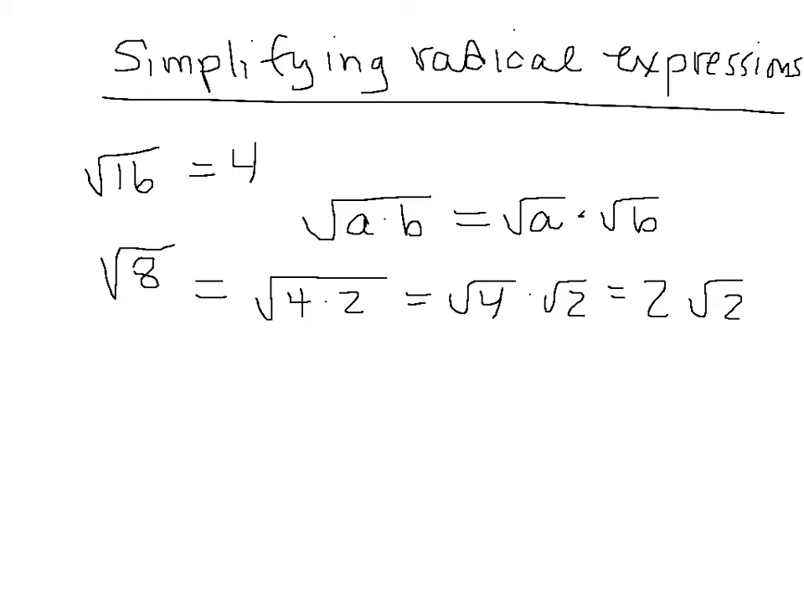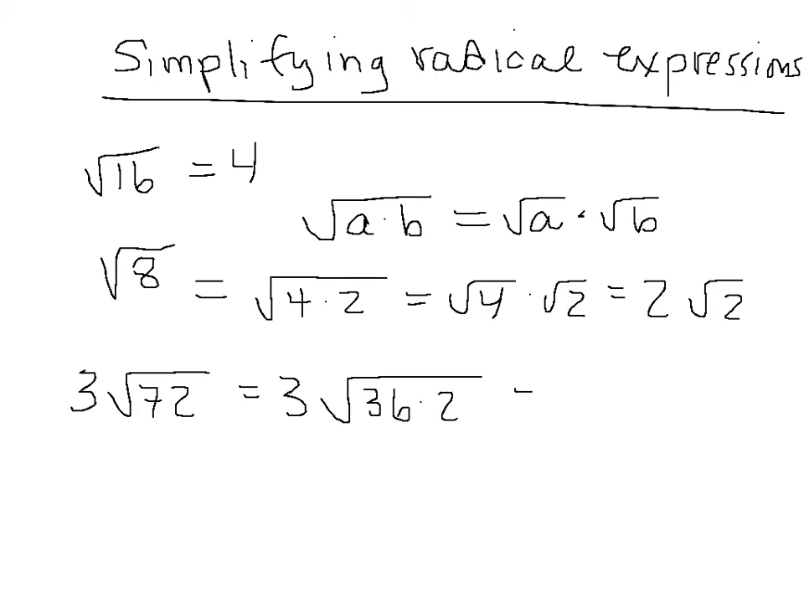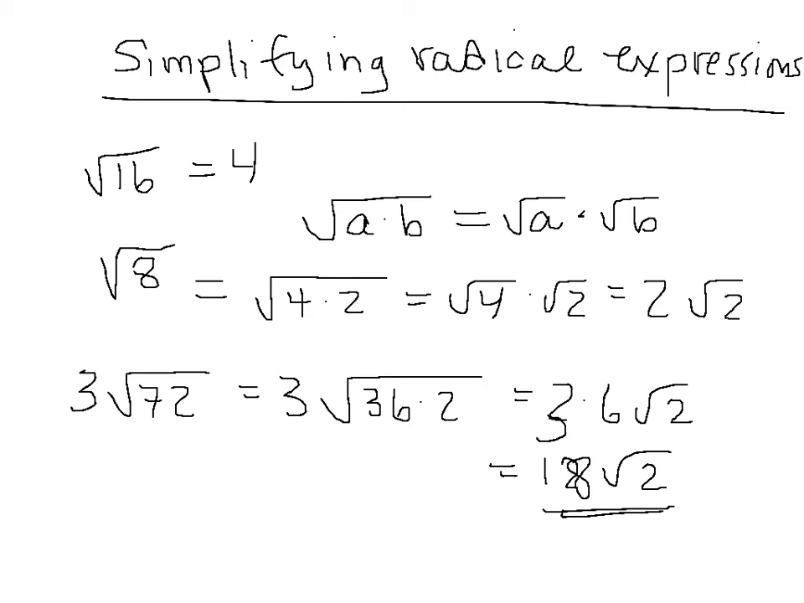Here's another example, a little bit more complicated. 3 times the square root of 72. And so you need to ask yourself the question, what perfect square is a factor of 72? So just go through that list of perfect squares, and the biggest one that you can pick is 36. And so this is 2 times 6 times the square root of 2, which is 12 times the square root of 2. Okay? Sorry, that was a 3, so this is 18 times the square root of 2.